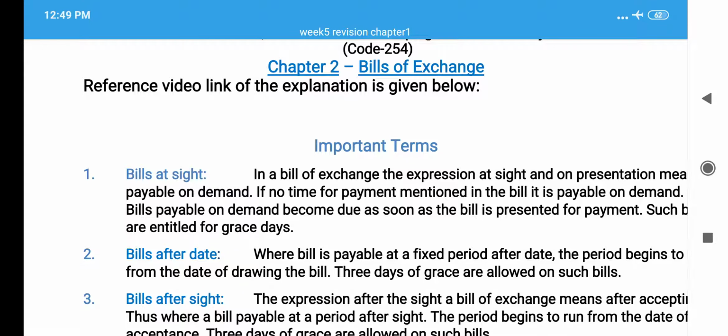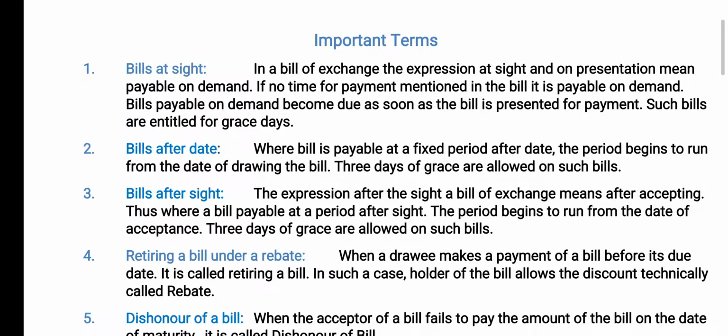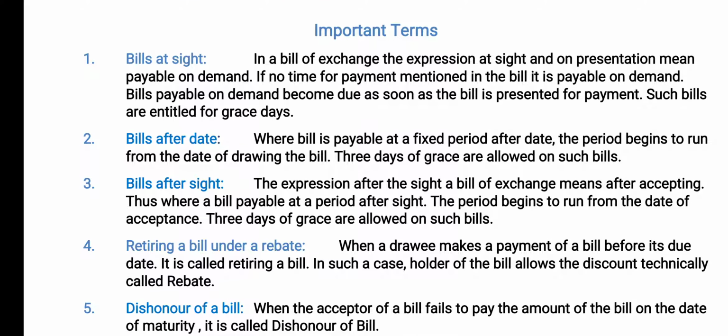The first important term is bills at sight. Bills at sight means whenever a bill of exchange is asked to pay, if no time for payment is mentioned in the bill, it is payable on demand. Bills payable on demand become due as soon as the bill is presented for payment. Such bills are entitled to grace days.